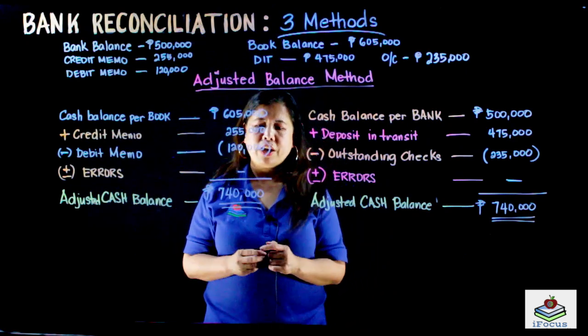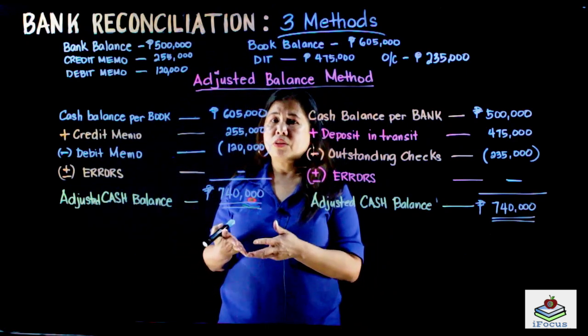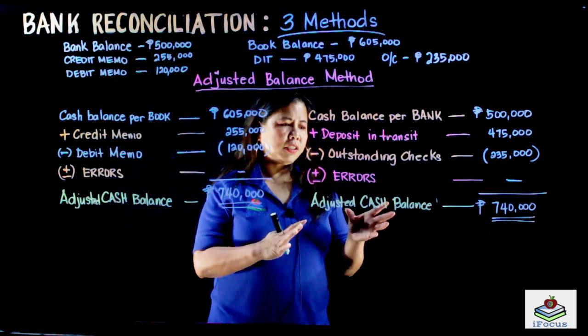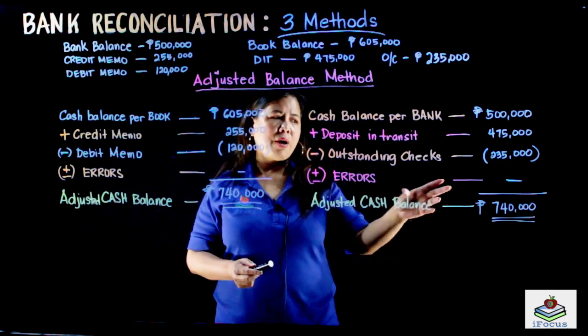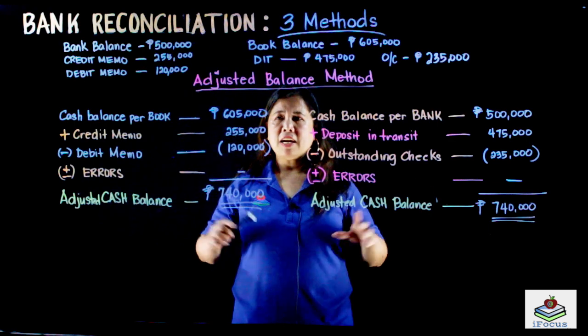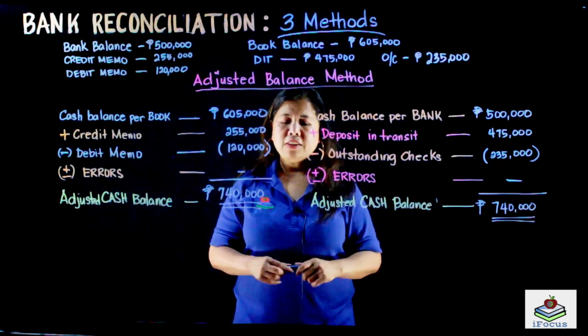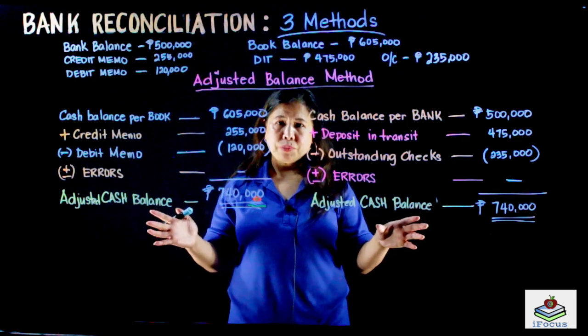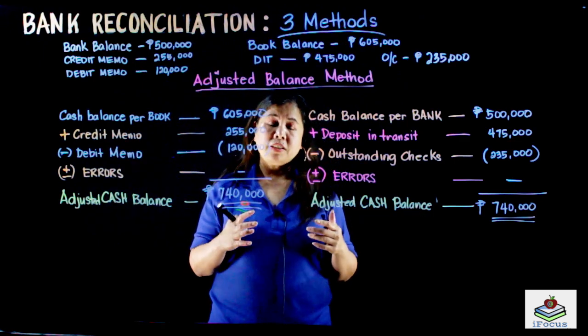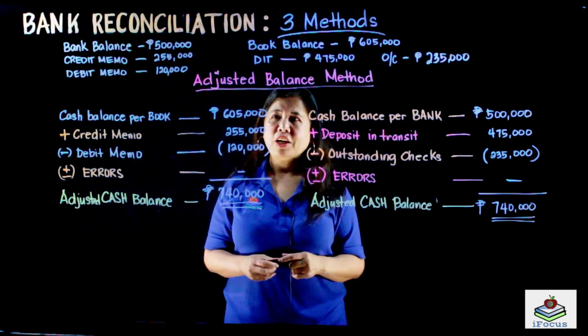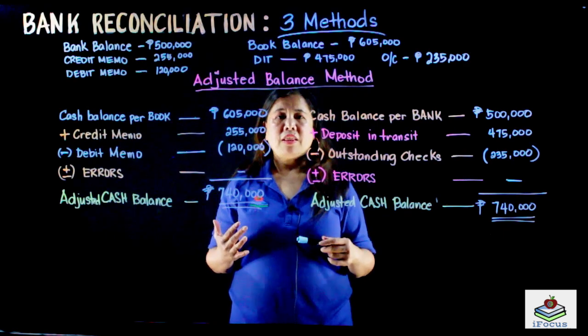We don't have an error. We will end up with 740,000, which is the same as the adjusted cash balance per bank. So, kailangan itong dalawang ito ay equal silang dalawa. And the amount of the cash balance is presented in our balance sheet. Alright, so this is our adjusted balance method.